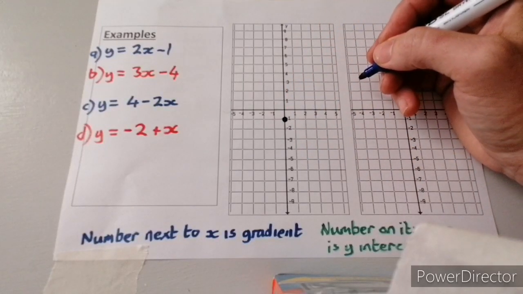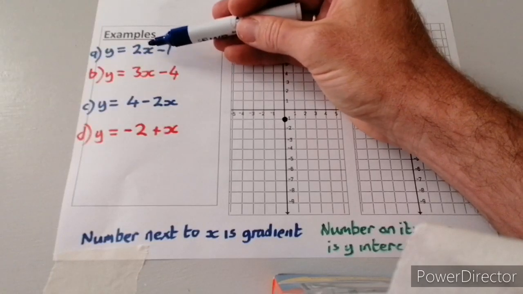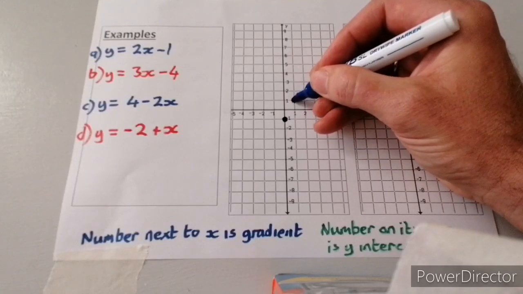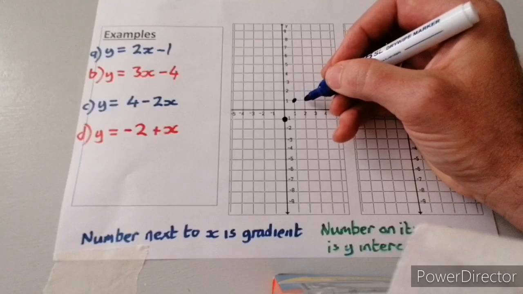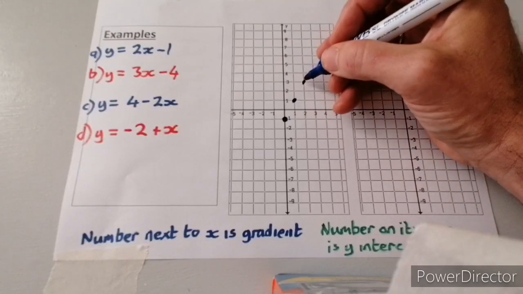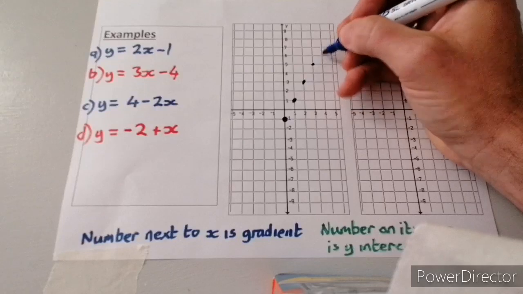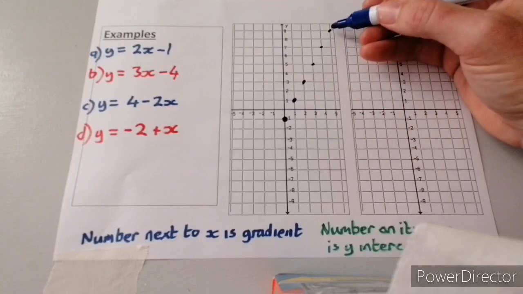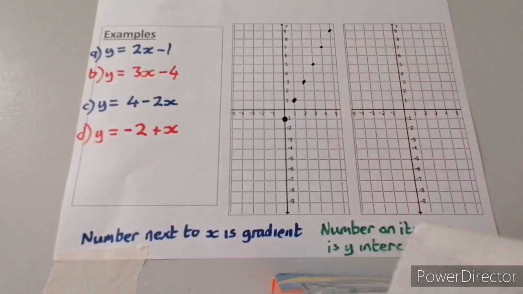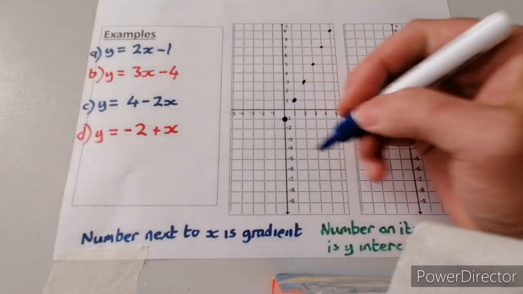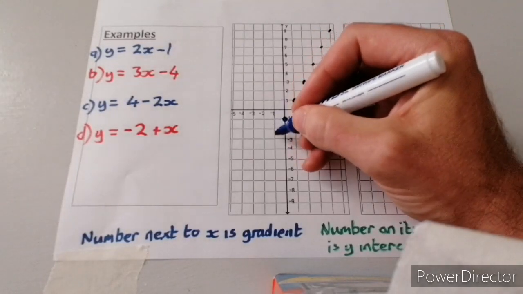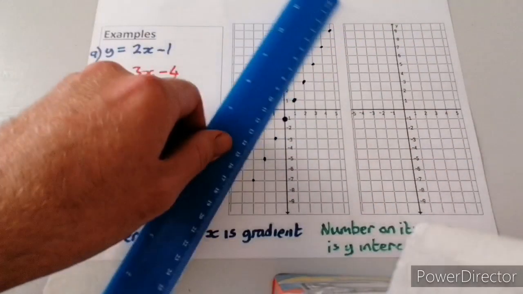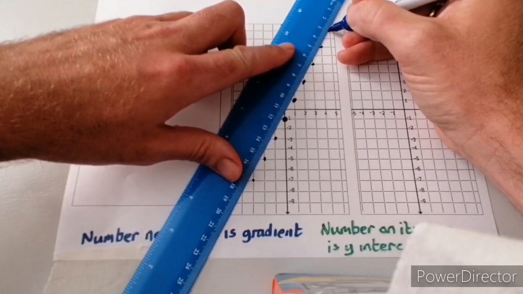What's going to happen then, as we go across here, we have a gradient of 2. So every time I move 1 square to the right, I have to move 2 up, because the gradient is 2. 1 square to the right, 2 up, and so on. So that gives us this line plotted onto a graph. You can also go the other way: if you move to the left, you go 1 step to the left, 2 down. And you can see it's a straight line. And then once you've finished, all you do is you connect up the dots.